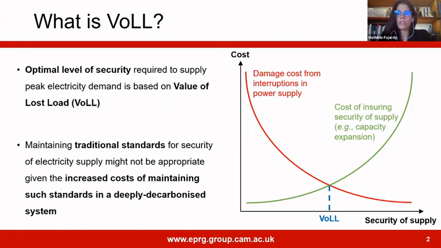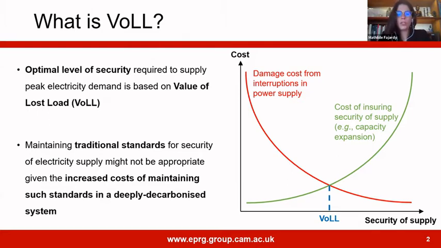The second cost element is the damage cost to the economy, which results from interruptions in the power supply, and which increases as the level of security decreases. That's the red curve on the graph. So energy regulators, when they plan for optimal systems, seek a compromise between these two costs. That is typically represented by the value of lost load, or what we also call VOL, which corresponds to this compromise and is measured in pounds per megawatt hour of electricity lost.